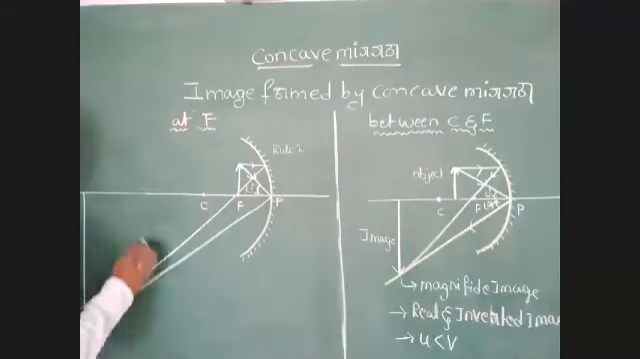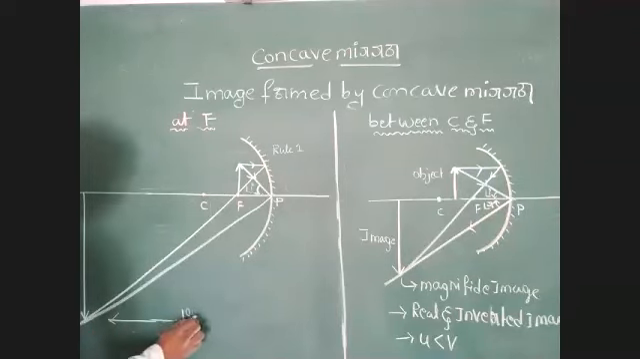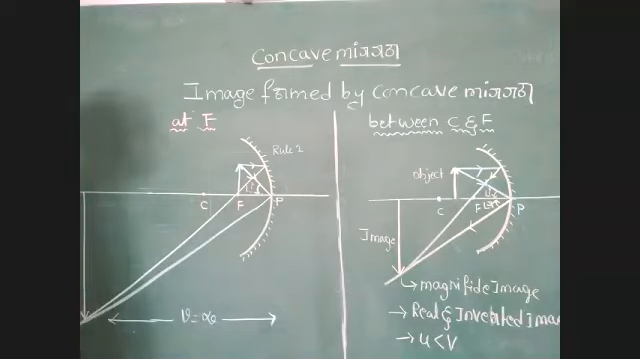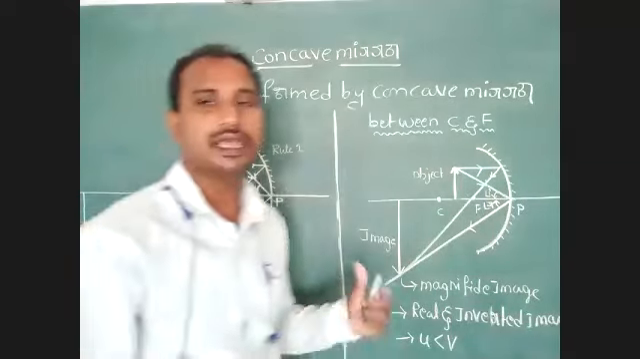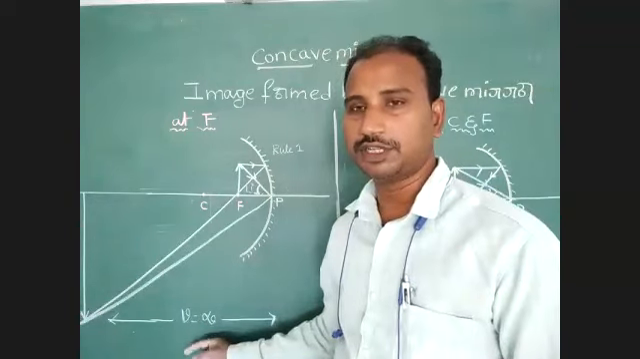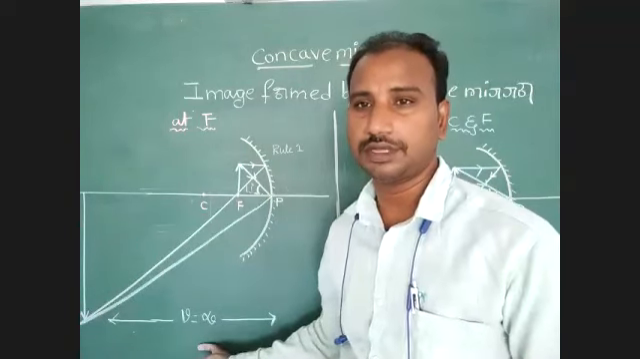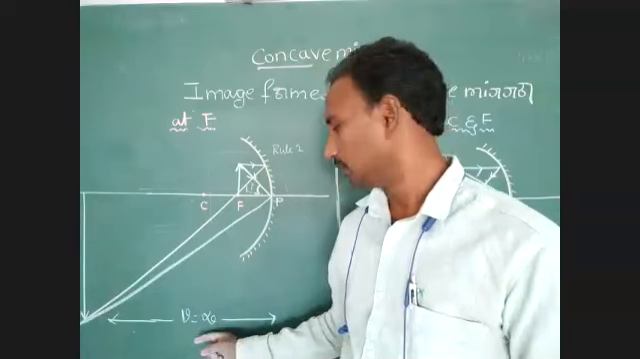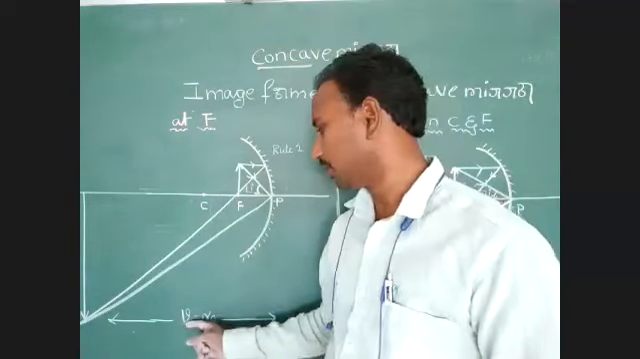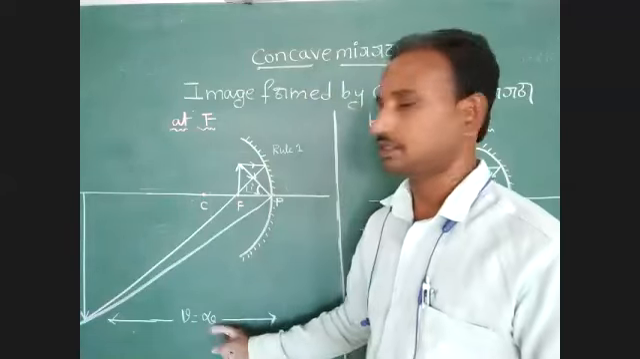Now just identify the distance. Image distance V equals infinity. It is a highly enlarged image, which means a highly magnified image. So we can identify a very magnified image, and the image position we can consider at infinite distance.